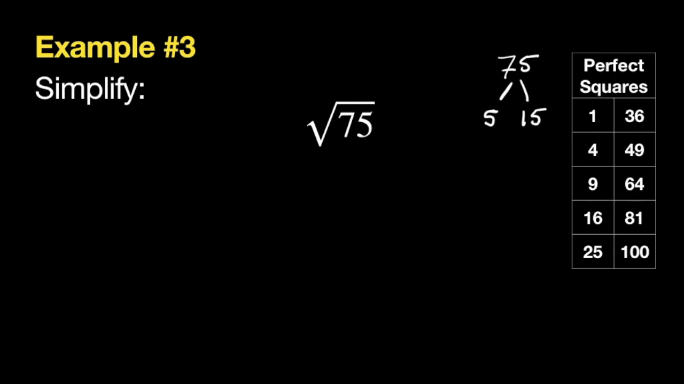15. Now, 5 and 15 are not perfect squares either. So we need to split them again. And that's going to give us 3 and 5. Now that we have all these numbers, we can actually see a pattern. Because we know that 5 times 5 times 3 gives me 75. So I'm going to rewrite this as 5 times 5, which is 25, and we're going to put 3.